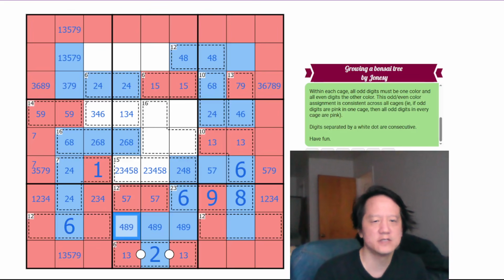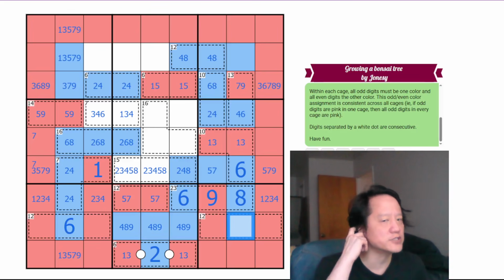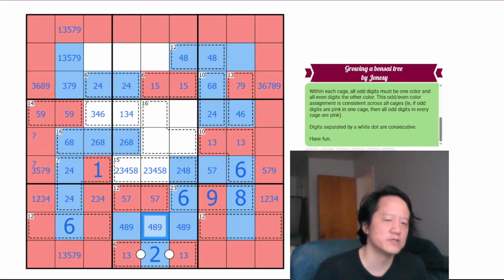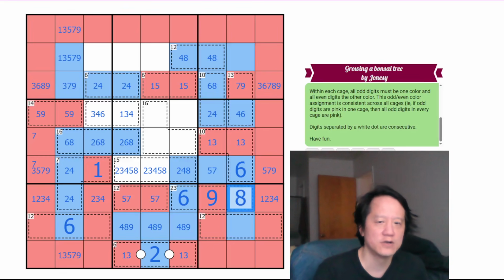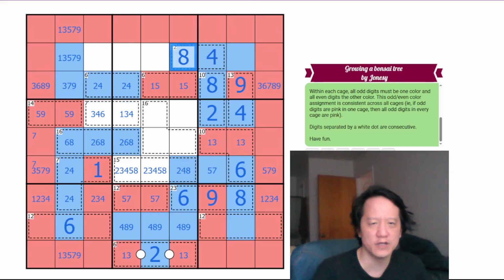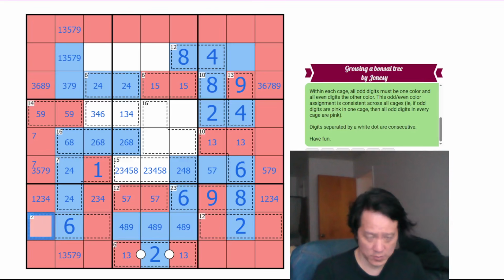That's 6. That means the only even digit left we have is 2, because we cannot have 4, 8, and 9 there. 6 eliminates 6 here, so that's 4, which makes that 4 and 9. 4 eliminates 4 here, so it's 2 and 8. 8 eliminates 8 here, so it's 4 and 8. Then this must be 2 left to add up to 12.